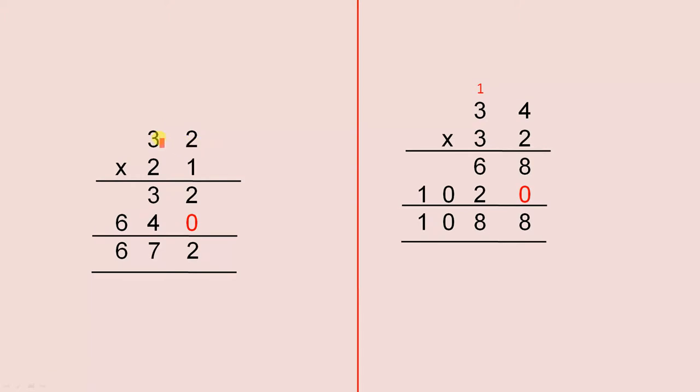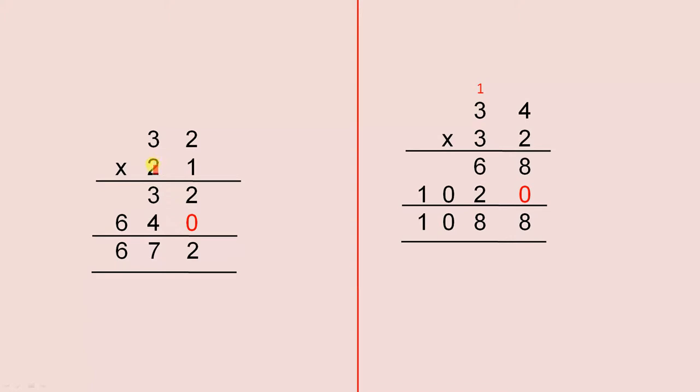So if we have 32 times 21, this is a very straightforward one here, without trading, just to illustrate. We start multiplying by the 1 here. 1 times 2 is 2. 1 times 3 is 3. So now we finish multiplying by the 1. Now we have to multiply by the 2.